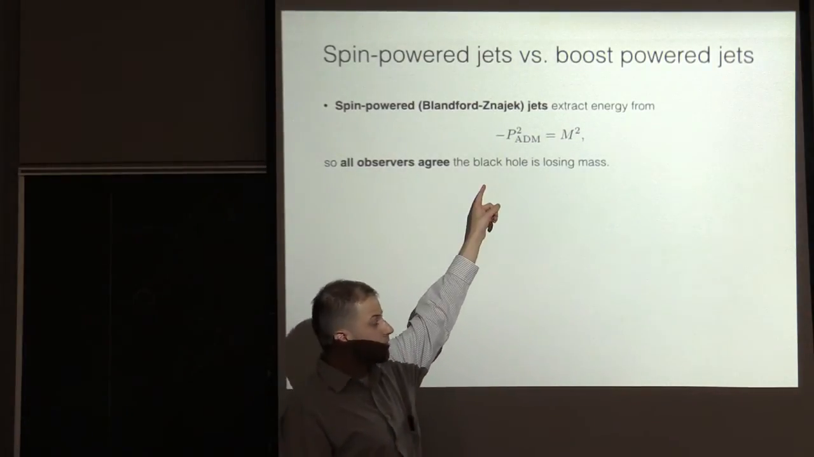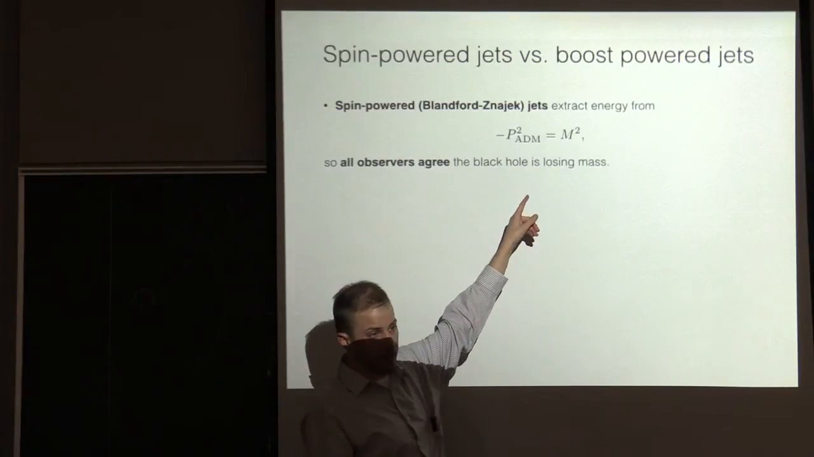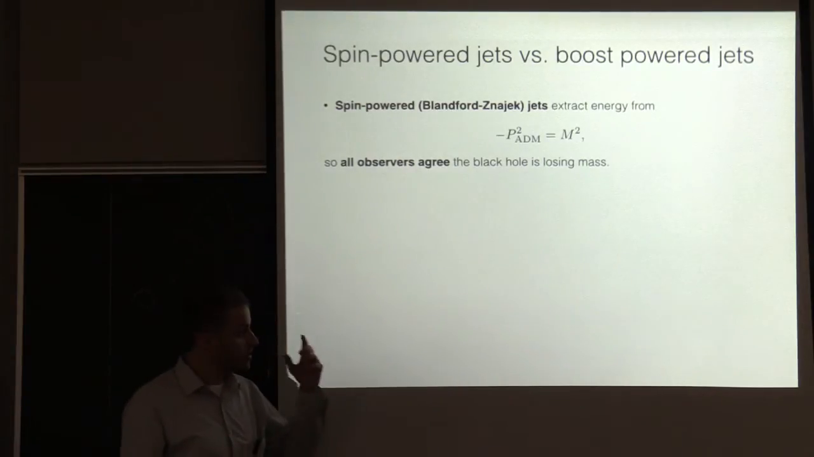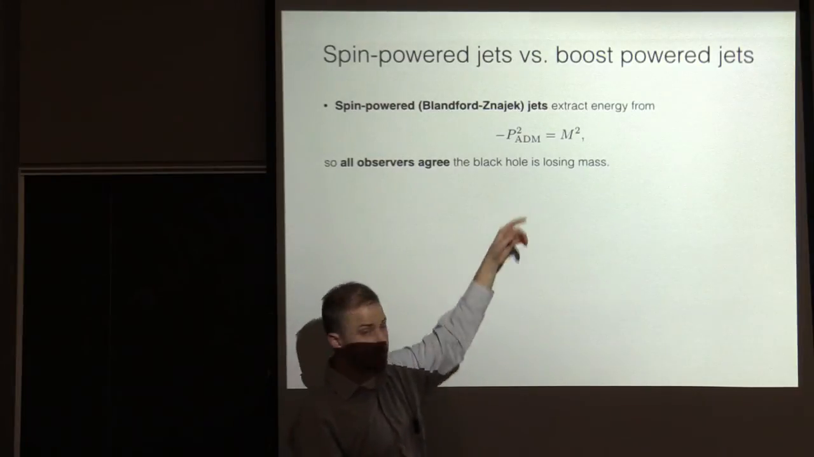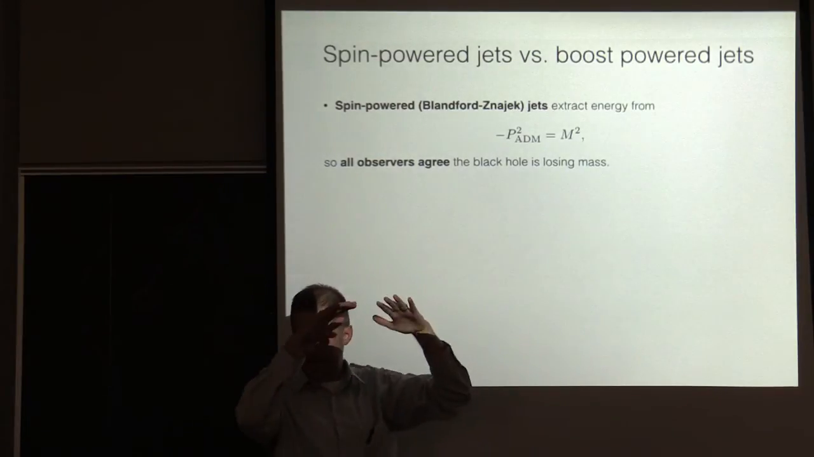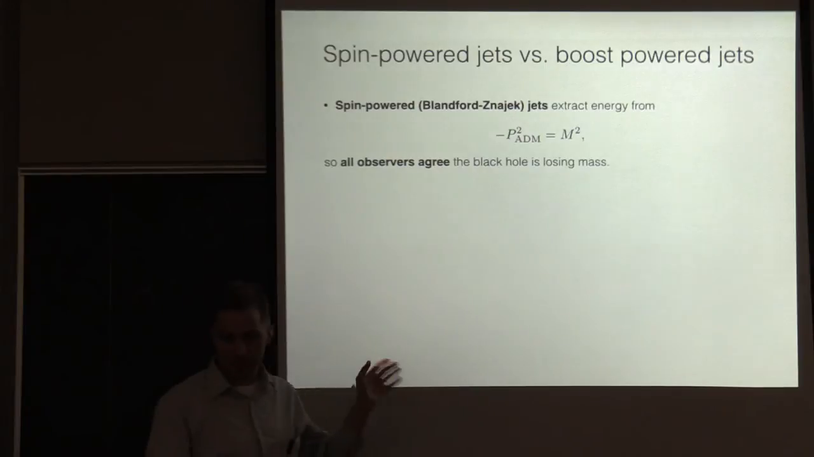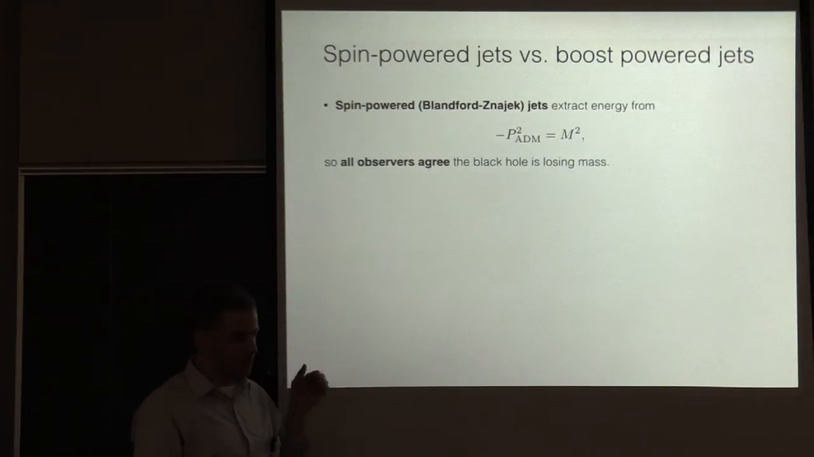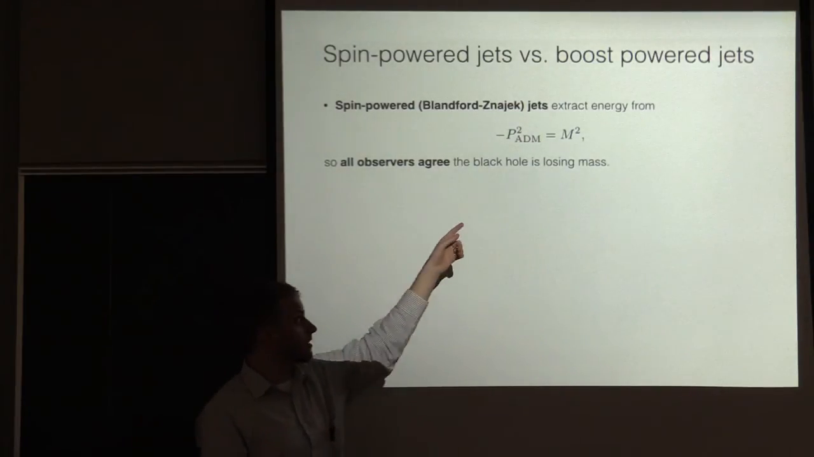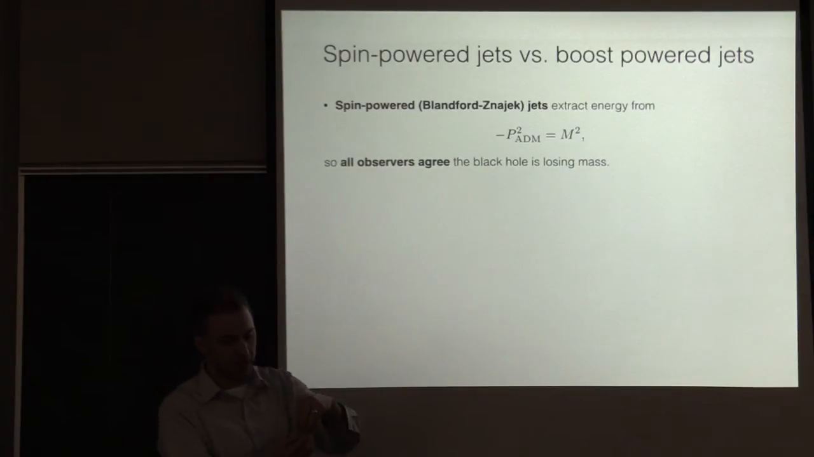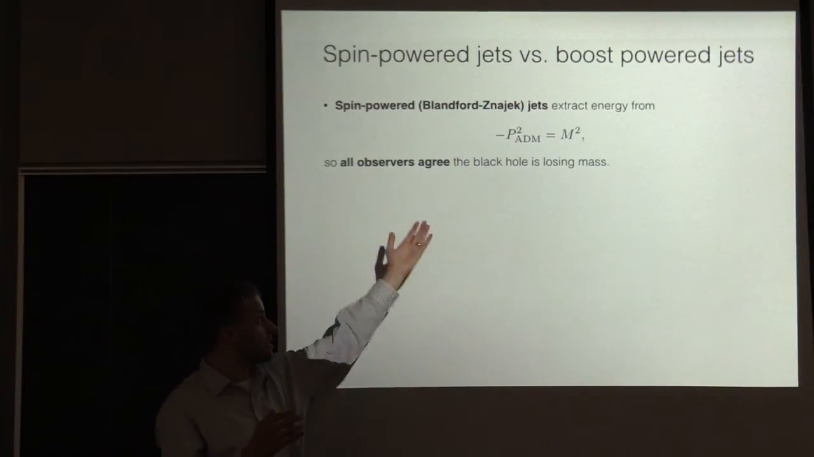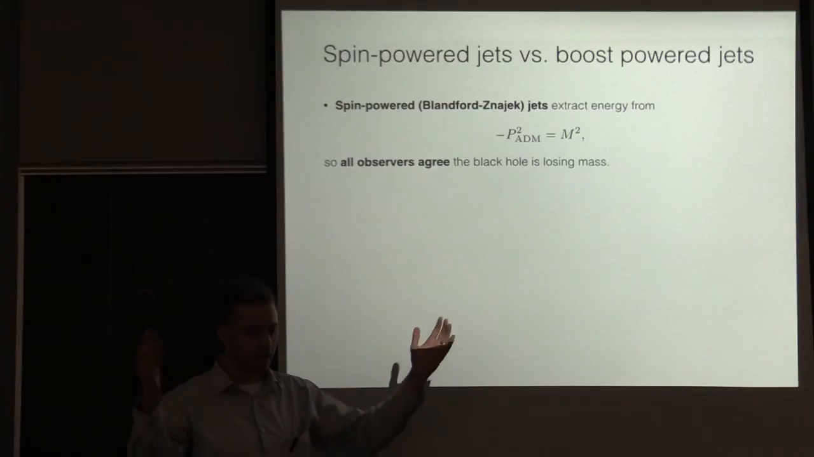You can take the norm of that ADM four-momentum and call it the black hole rest mass. Spinning black holes, when they lose energy to Blandford-Znajek jets, their rest mass, this notion of mass, actually goes down. The process we're talking about now, where a black hole moves through a magnetic field, this always goes up. So when you talk about extracting energy from a spinning black hole, it's an observer-independent process. Everyone agrees that this mass is going down.